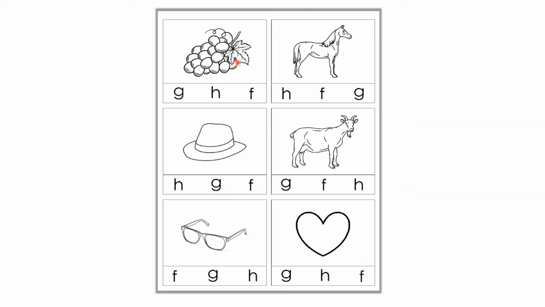What picture is this? Grapes. G. This first one is G. Let's circle that. Now you are going to find the first sound of the rest of the pictures and circle them. When you are done, you can move on to the next one.